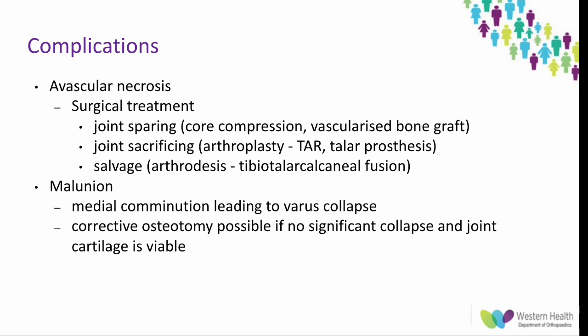In terms of your surgical treatment, there are joint sparing and sacrificing procedures. The joint sparing procedures involve core decompression, and there is some talk of vascularized bone grafting from the cuboid. There is joint sacrificing surgery, as I said, and this can involve arthroplasty with a total ankle replacement, or even some research into total talar prostheses. But there has been limited reported research of these. And then the other option is salvage procedures with arthrodesis, and this would typically be a tibio-talar calcaneal fusion.